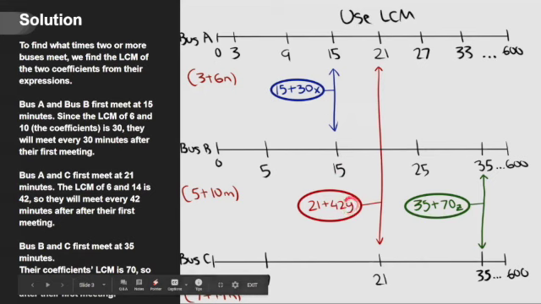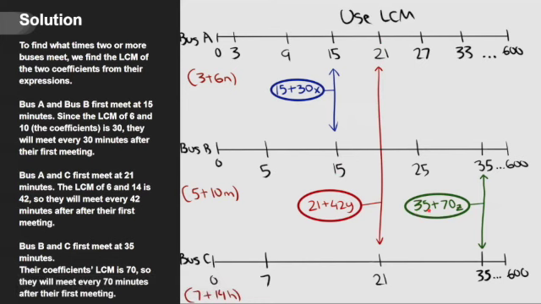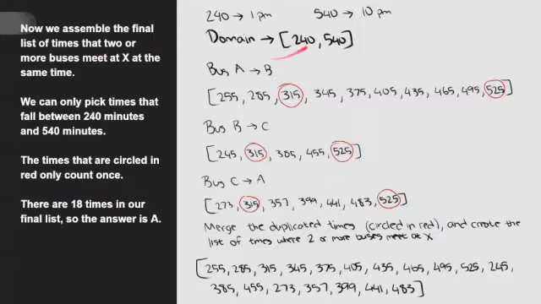So then you just multiply 42 by the number of times they're meeting, and you'll keep getting the times. But that means we also can't pick just any number. We also have to only pick the times that fall between 5 p.m. and 10 p.m. So that means the domain is 240 minutes after 1 p.m. to 540 minutes after 1 p.m.